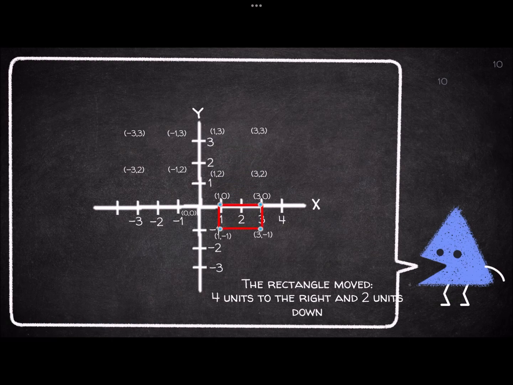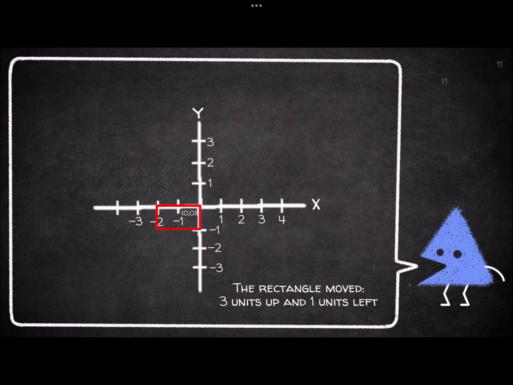Now we are asked to move it 3 units up and 1 left, so we move each point 3 units up first, and then 1 left.